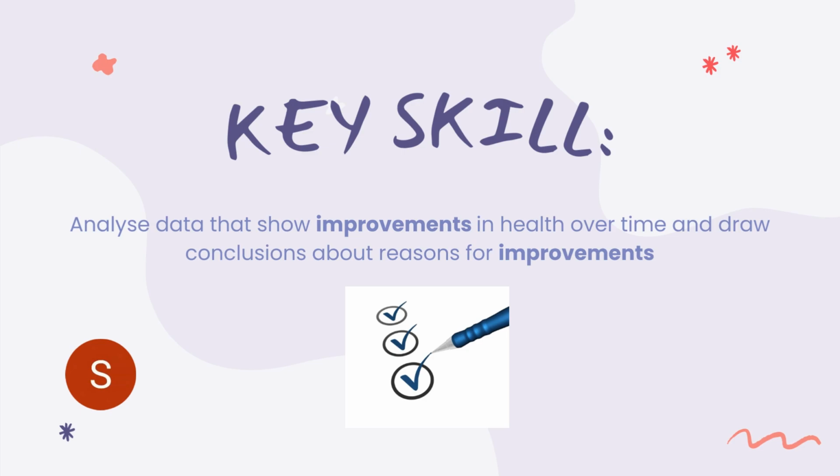So this is our key skill for this topic. Analyze data that shows improvements in health over time and draw conclusions about reasons for improvements. So this is directly asking us, old public health is an example for these improvements in our life expectancy and mortality over time. So you really need to understand how each policy and practice has led to these improvements. And it's important to recognize that it's talking about improvements, so we are always going to be talking about it from a positive perspective.